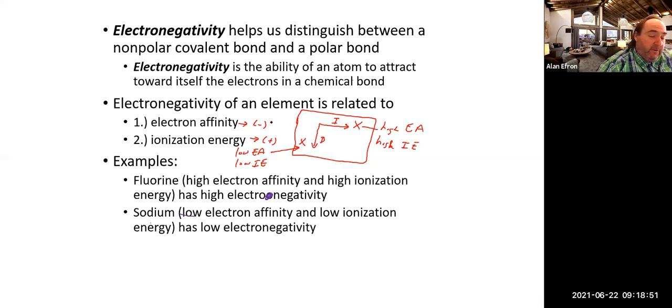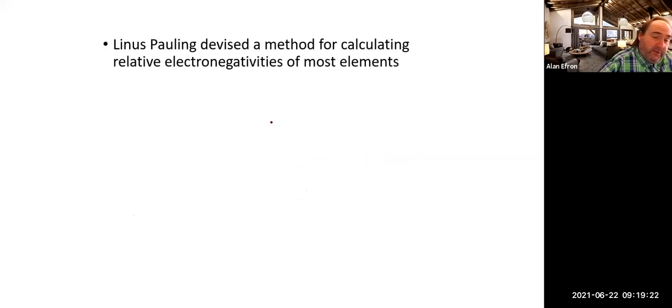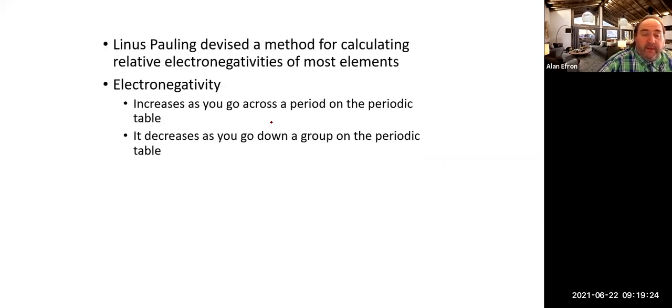And that's why we see fluorine, which is the highest in electronegativity. It has a very high electron affinity and a high ionization energy, which means it's not going to give up its electrons. It's going to want to accept electrons rather than give them away. As opposed to sodium, on the left-hand side of the periodic table, which has a lower electron affinity and a lower ionization energy and is willing to give up its electrons without a big struggle, if you will.